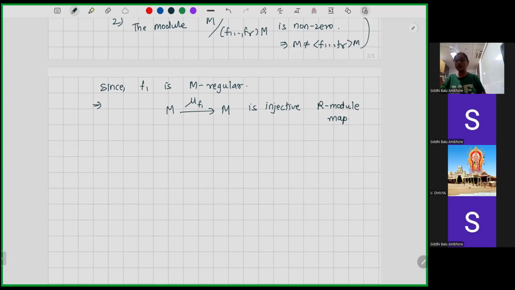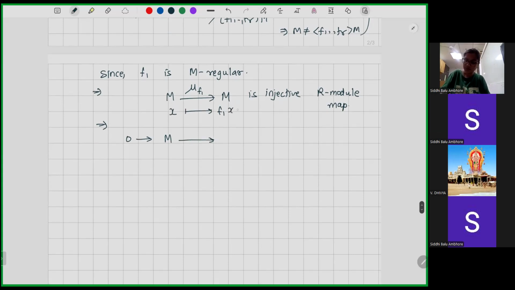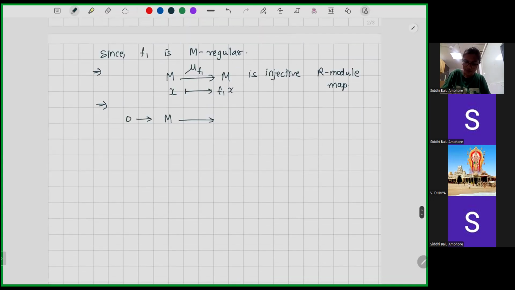And this is true because if the kernel is non-zero, then that element means F1 will no longer be a regular element or non-zero divisor for M. So that's why this is an injective map. So this implies we have this short exact sequence, 0 going to M, where A goes to F1A, or X goes to F1X.